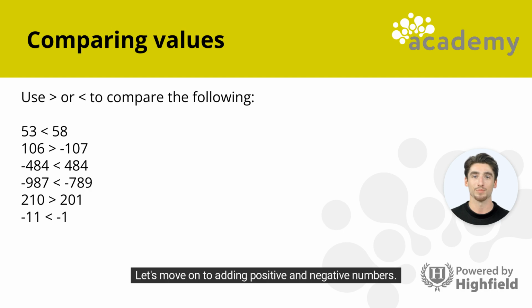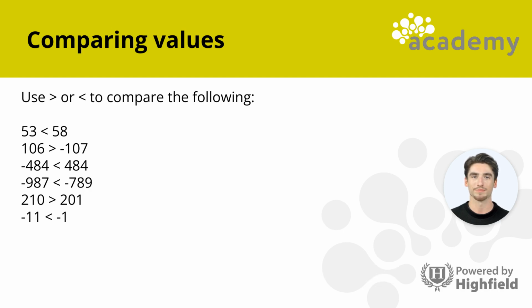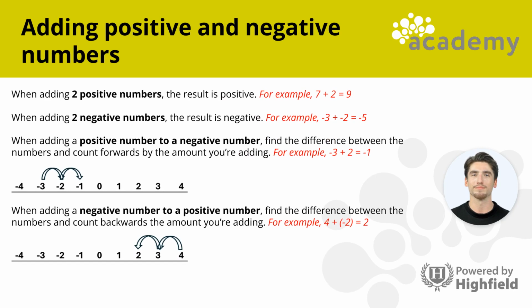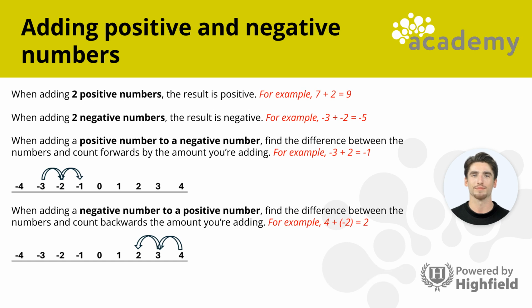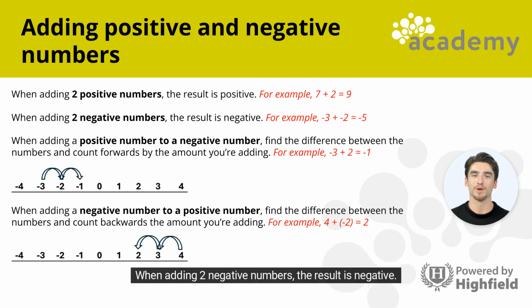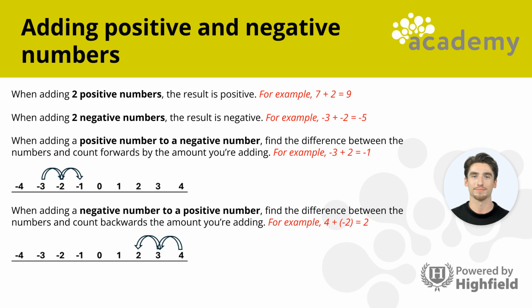Let's move on to adding positive and negative numbers. When adding two positive numbers, the result is positive. This is normal addition. For example, 7 plus 2 equals 9. When adding two negative numbers, the result is negative. The number becomes even smaller. For example, -3 plus -2 equals -5.